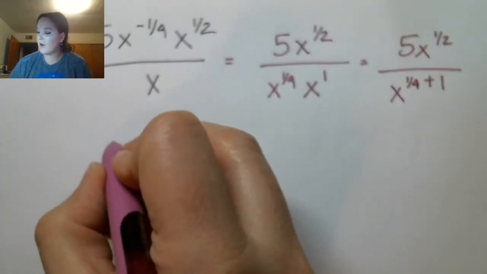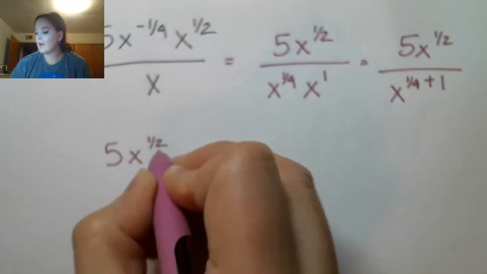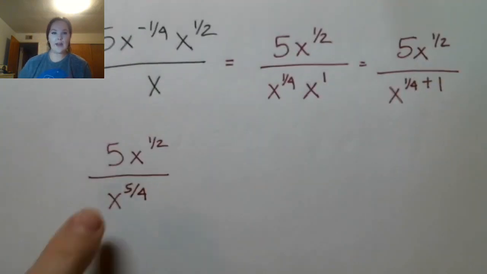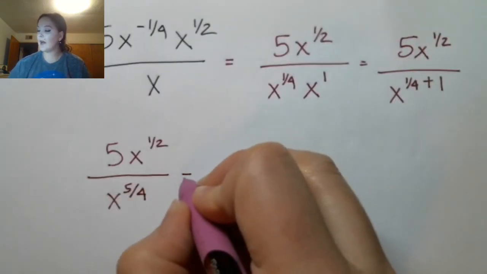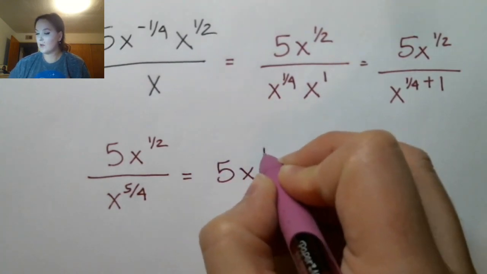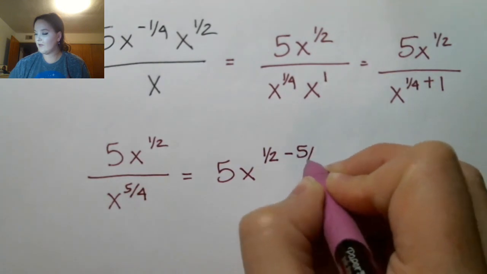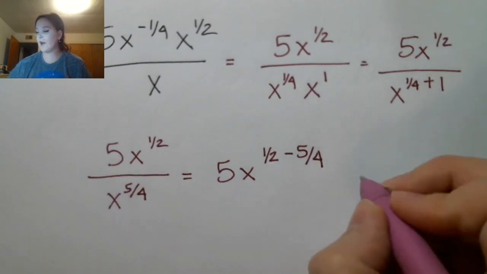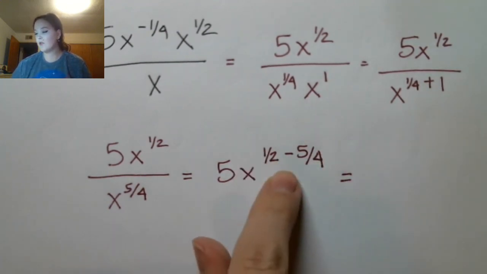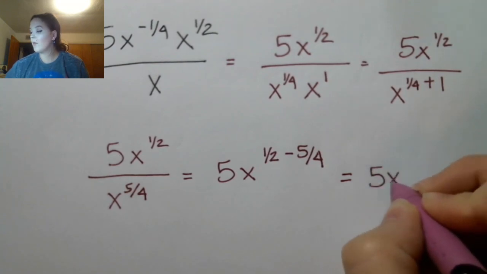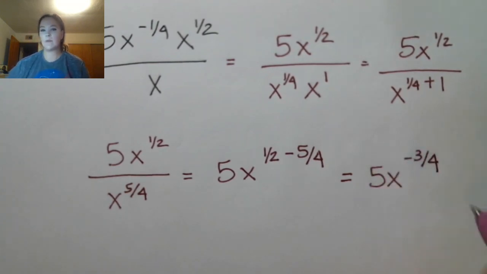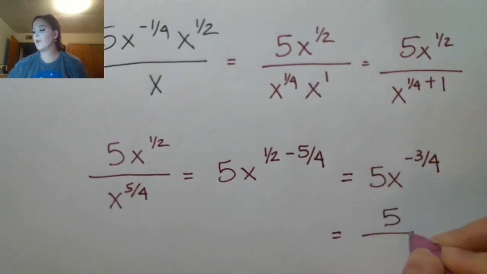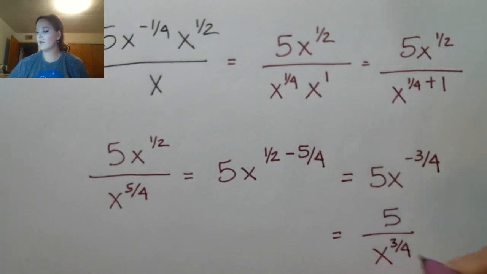So I'll have 5x to the 1/2 over x to the 5/4. Now I'll need to subtract my exponents. So I'll get 5x to the 1/2 minus 5/4. Again, you'll have to make common denominators because 1/2 and 5/4 don't have common denominators. So you'll get 2/4 minus 5/4, which is negative 3/4. Then you would move this into the denominator. So 5 over x to the 3/4.